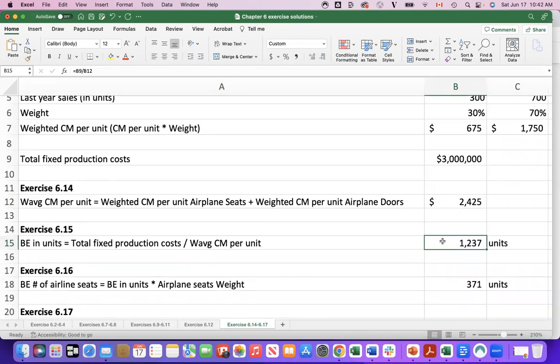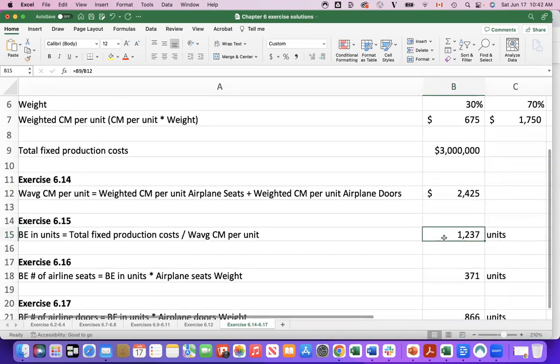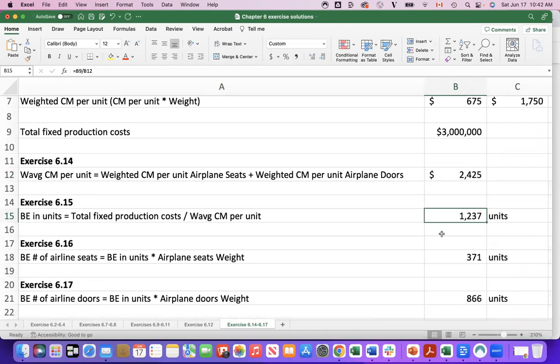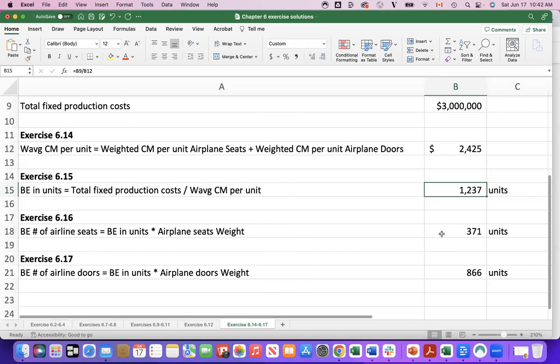Now, we don't just stop there because it doesn't tell us, okay, how many of the seats do we sell? How much of the doors do we sell? It just says in total how much we're going to sell. We do want to know that specificity. We want to know the number of airline seats we have to sell. Of this 1,237, how much has to be seats and how much has to be doors? And that's when we get into exercises 616 and 617.